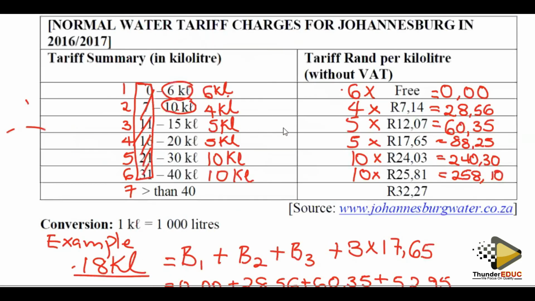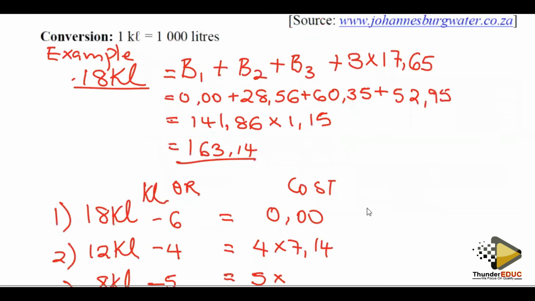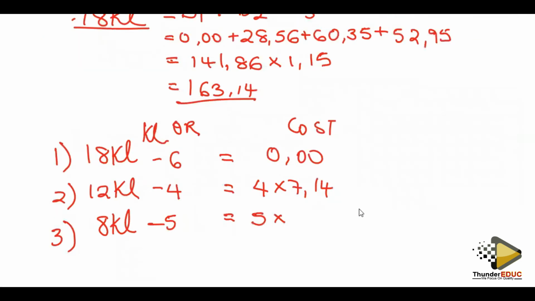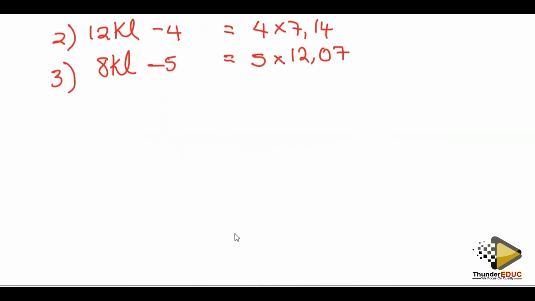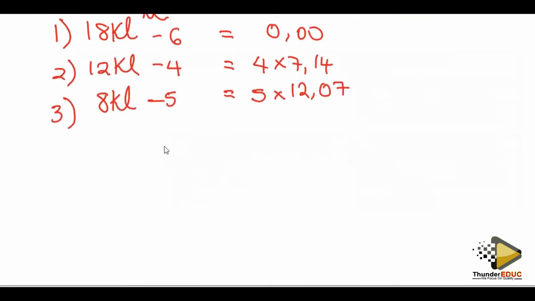When you come to this other side and you pay for them, each is paid at 12 rands 7 cents each. You see this? This is bracket number 3. So you pay for that. Whatever remains is pushed to the next bracket, which is bracket number 4. When you subtract this, you remain with 3 kiloliters.